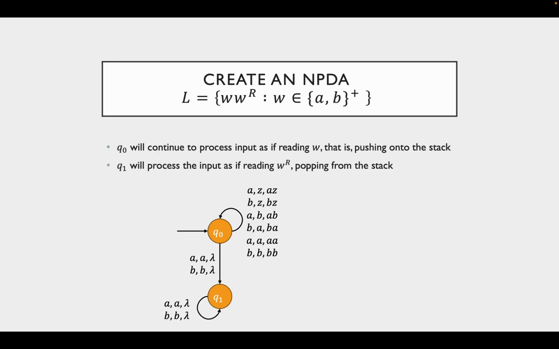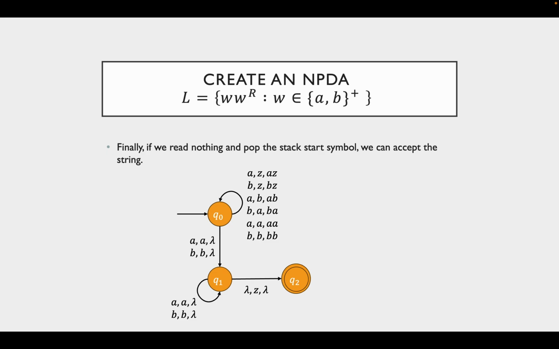Q0 continues to process the input as if reading W, that is, pushing onto the stack, and Q1 will process the input as if reading WR, popping from the stack. So here we have the same transition from Q0 to Q1, just back to Q1, where we continue popping letters off the stack so long as they match.